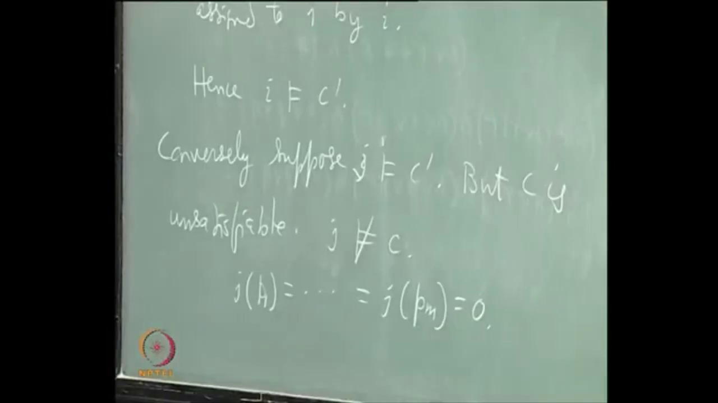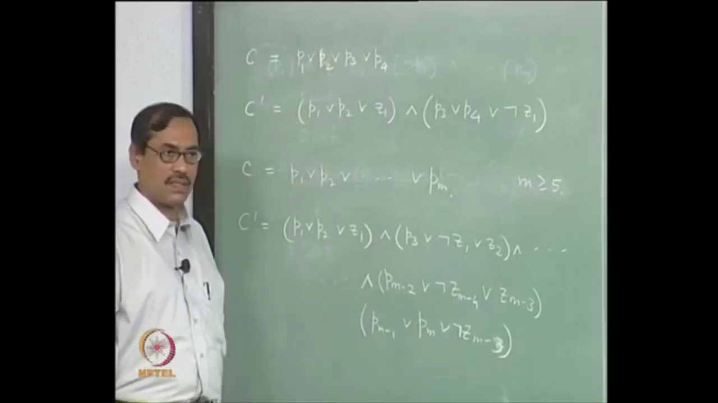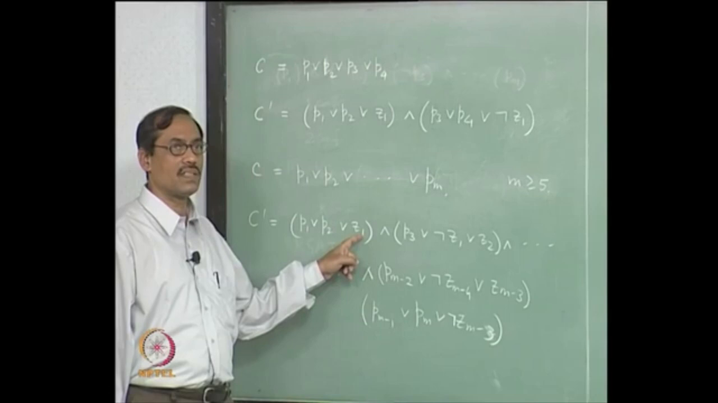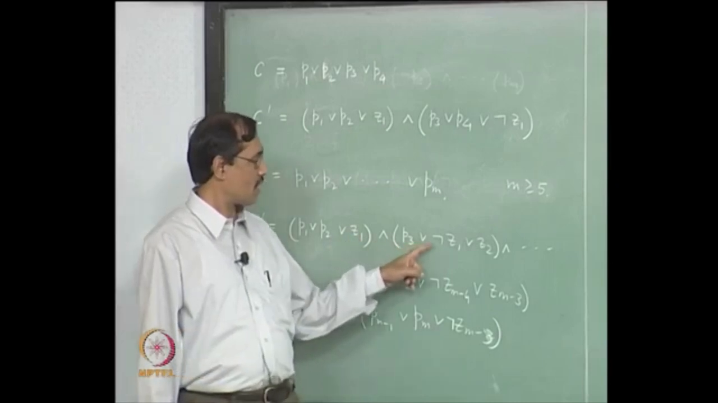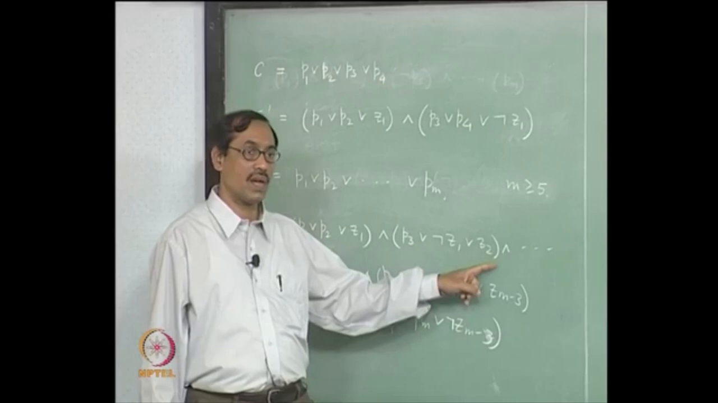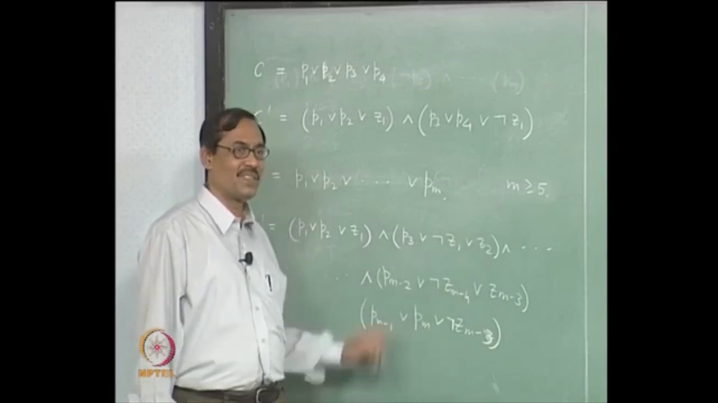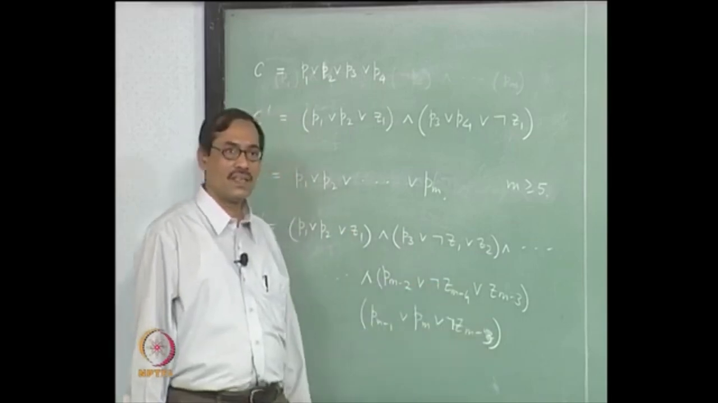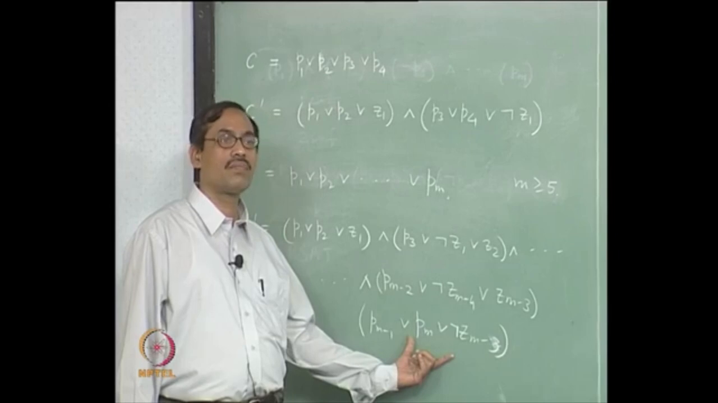Now, look at our construction, all these are zeros everywhere up to this, but C prime is satisfiable. So, starting from the first clause, we have to take J of Z 1 as 1, is that right? Once J of Z 1 is 1, in the second clause P 3 is 0, not Z 1 is 0, therefore, Z 2 has to be 1. See our construction of list K. It is really helping us now also. The same pattern is coming here. So, that means all of this Z 1 to Z m minus 3 has to be 1. If they are 1, then the last clause becomes 0. Therefore, J is not a model of C prime, which is a contradiction.